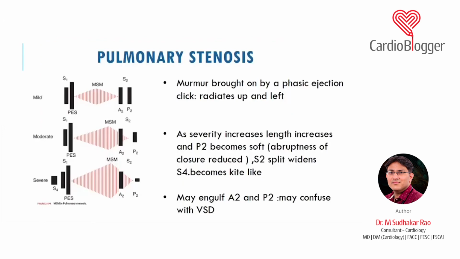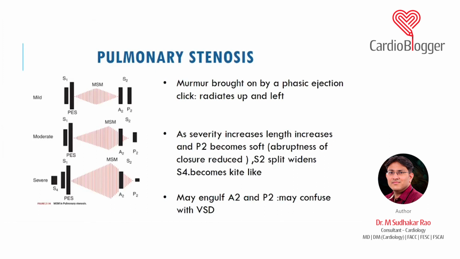Now, come to the pulmonary stenosis murmur. Again, I have discussed it. It is a mid-systolic murmur where, as you can see in the image, the more severe the pulmonary stenosis, the later peaking is the murmur. You get a kite-shaped murmur. And you get a typical ejection click, where the click decreases on inspiration.